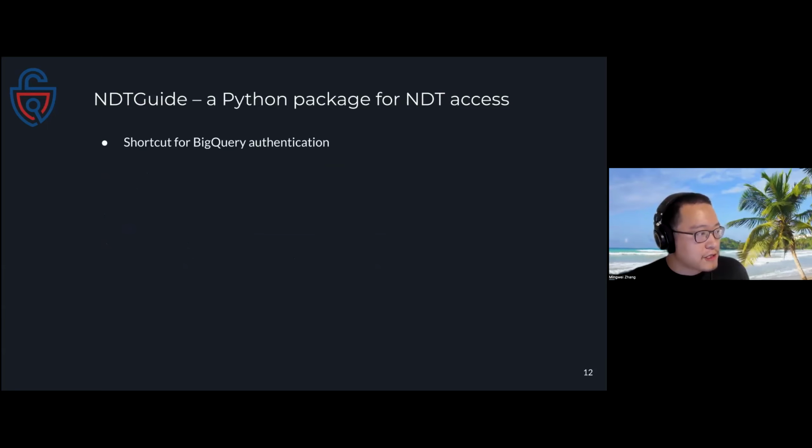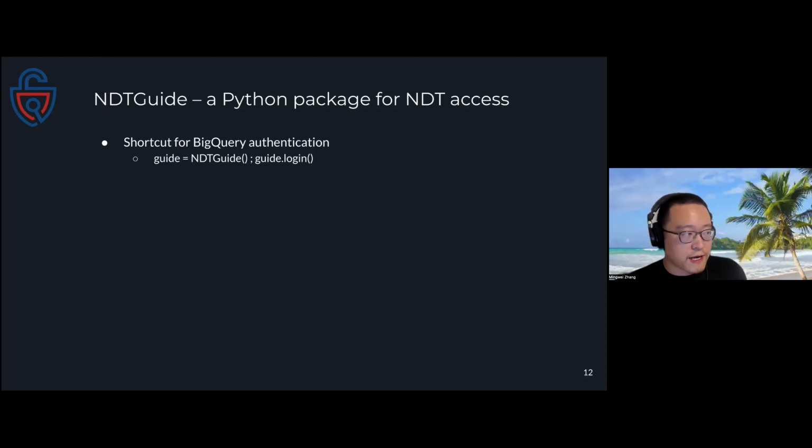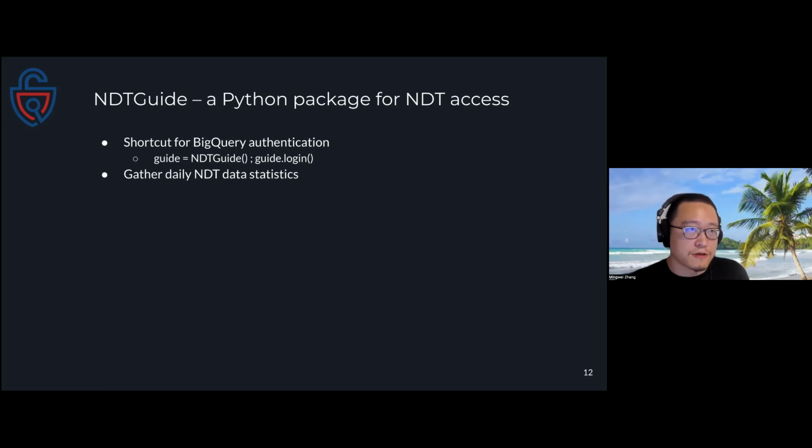So for shortcuts, to begin with, for all the entity data we want to access on Google BigQuery, we need to authenticate first. I have wrapped around this so that when you create the NDTGuide instance, you can just run the login command. It will guide you to the authentication place, and you don't need to worry about remembering how to authenticate.